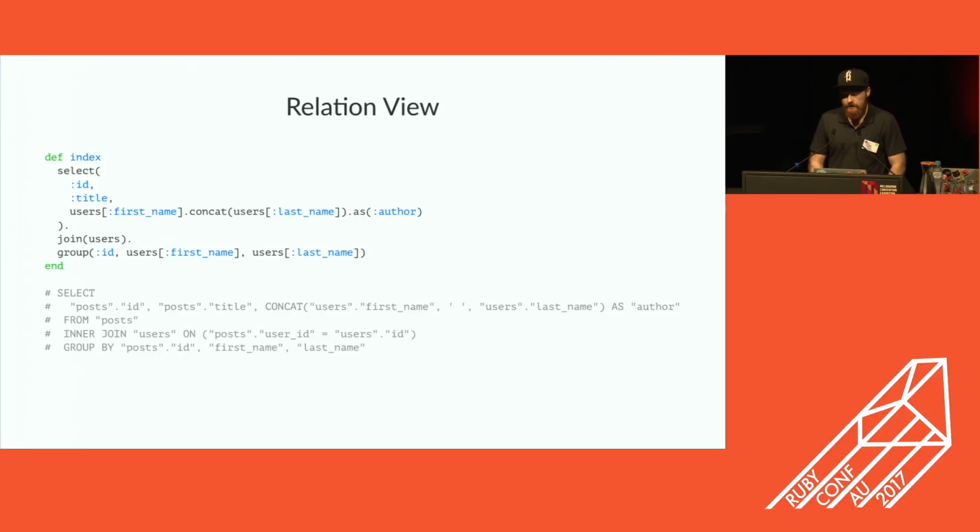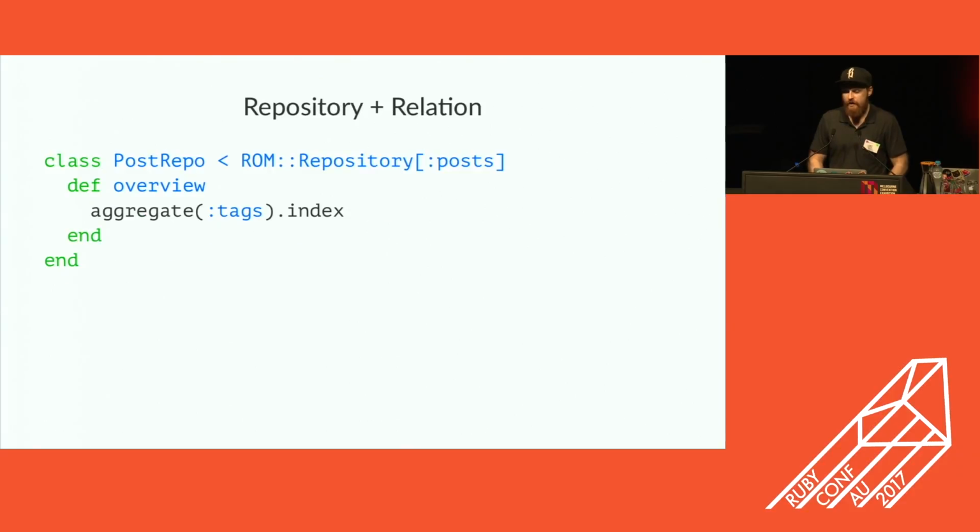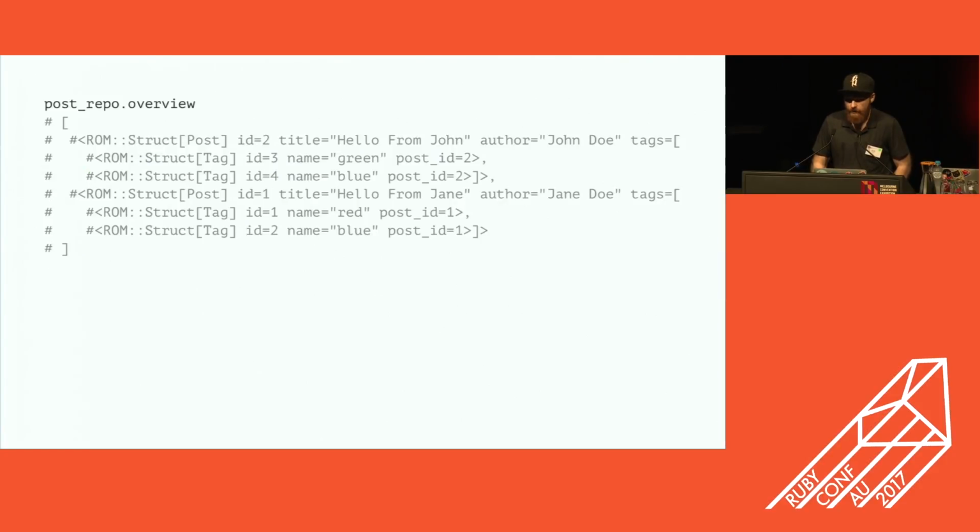And then we can use it in our repository. So let's say we have this overview feature. So we're going to implement a method called overview because it's a meaningful name. And we then use aggregate with tags, which means that we're going to fetch posts along with their tags. And then we're going to narrow down the result to our index view so that it's simpler. Then we can easily use it, and we're going to get back structs with posts and their tags.